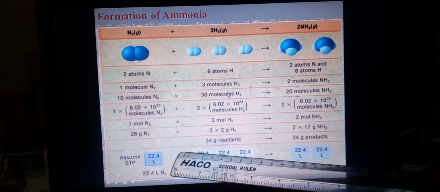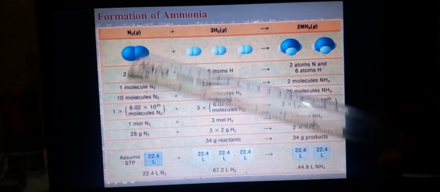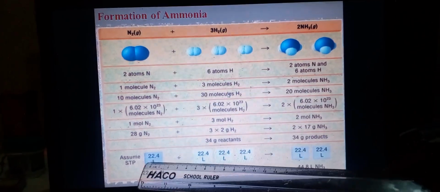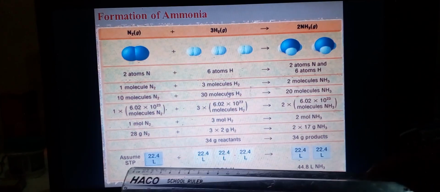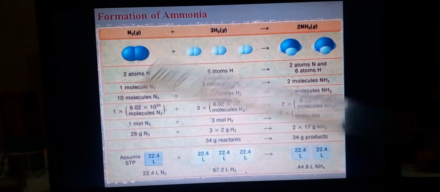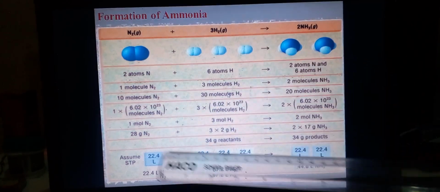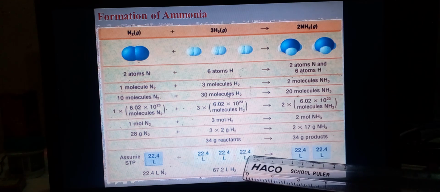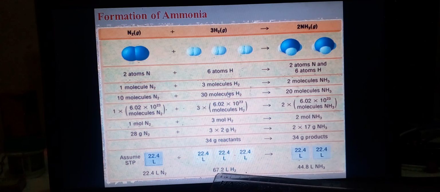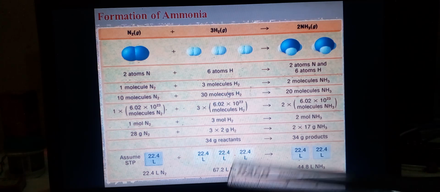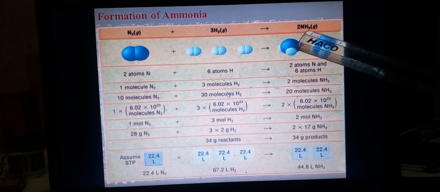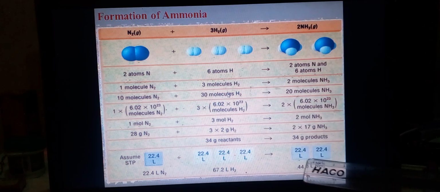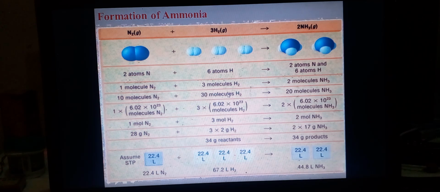Then in terms of molar gas volume, 1 mole of a gas can occupy 22.4 liters at STP. And this one is 1 mole of a gas. These are 3 moles, so you take 3 times 22.4. So it is 22.4 plus 22.4 plus 22.4 to give us 67.2 liters. Then here we have 2 moles of ammonia gas, so you take 2 times 22.4, which will give us 44.8 liters. So you can have a look at that table.